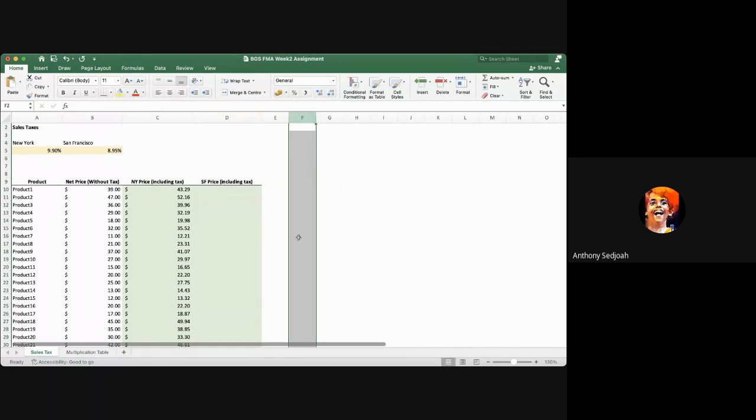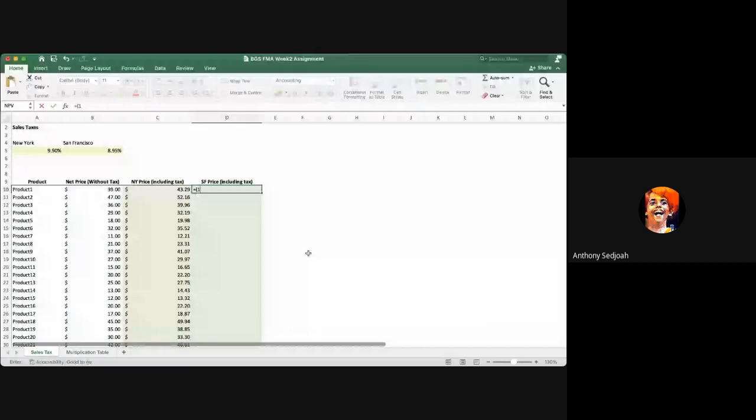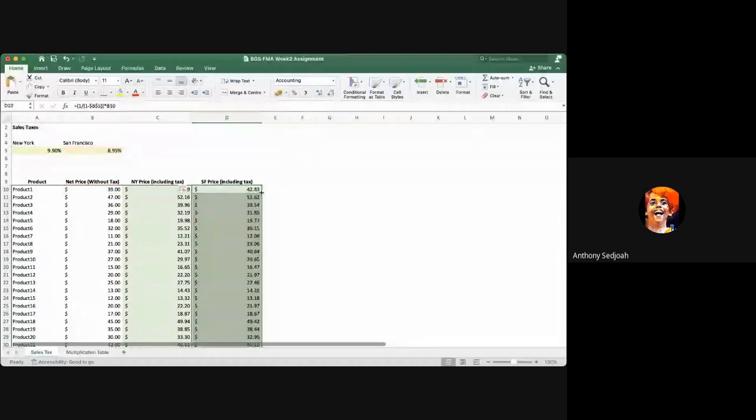I hope that answers your question, right? Yes, please. Okay. So you can do the same on this side too. So it's going to be 1 divided by 1 minus the tax rate, 8.95%, and times the net price. So we have to lock the reference for the tax rate. We put a $ sign before the B and then a $ sign before the 5. Then we shift it down.